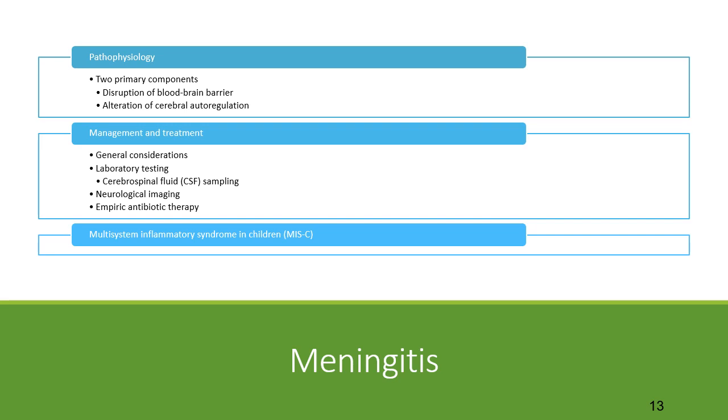In most cases, empiric antibiotic therapy with vancomycin or a third-generation cephalosporin like ceftriaxone is recommended. When there is concern for HSV, acyclovir is included, and for neonates, ampicillin is routinely added because of the risk of listeria. Dexamethasone is recommended as an adjunctive therapy in cases of H. influenzae to reduce the incidence of hearing loss. And supportive care is recommended as well.